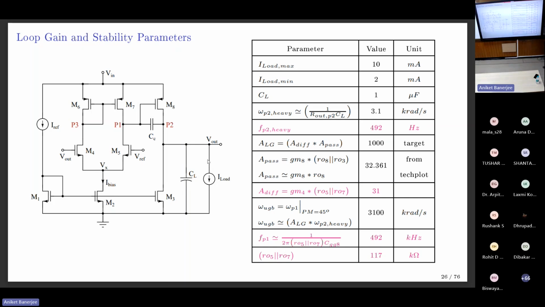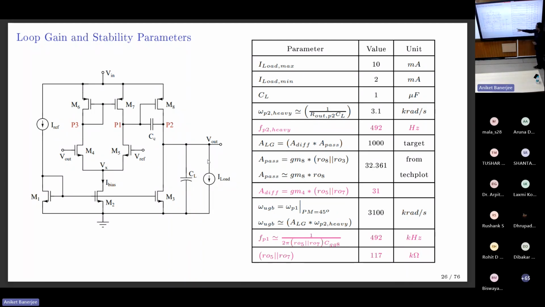So the other things are, this is a wideband high PSRR design. That means the worst case is the heavy load condition. If you see, the second pole equation is 1 by RO CL. If you translate this number to frequency, it is around 500 hertz, 492 hertz. This is the worst case condition, which means we should not take the light load RO for 1 by RO CL, we should take the heavy load one in this case.